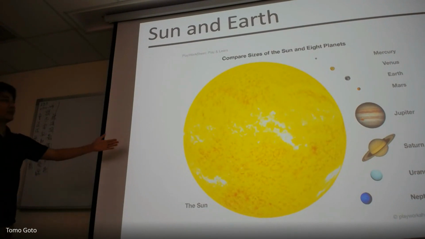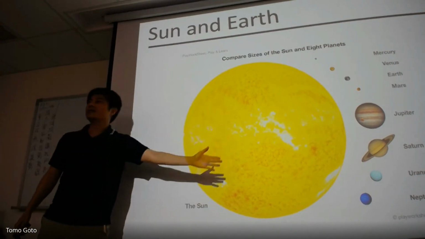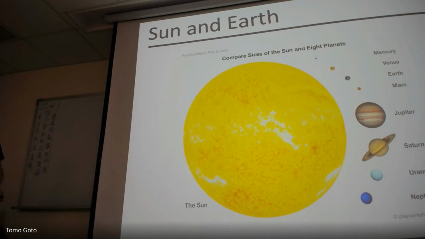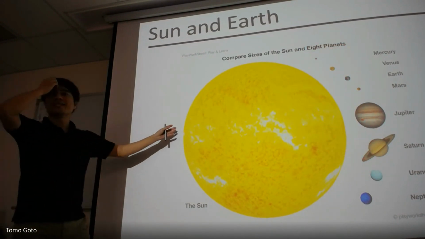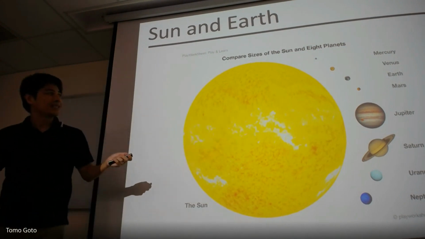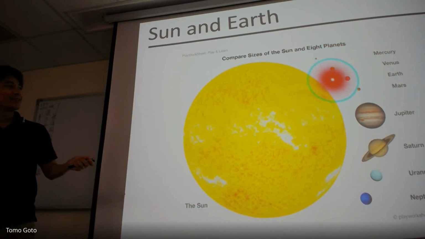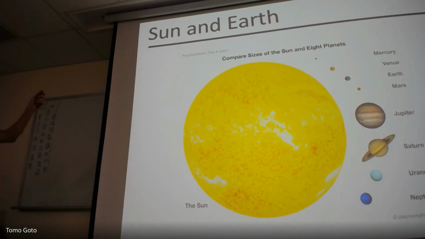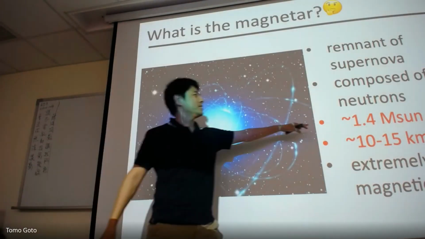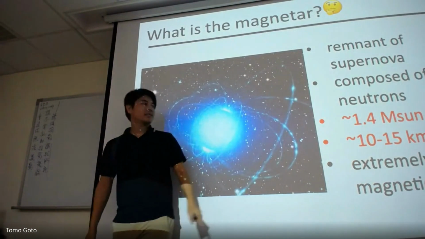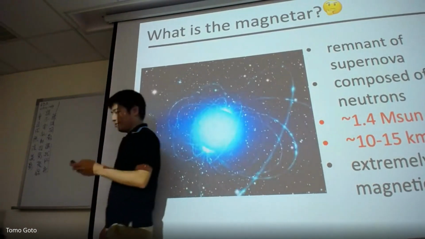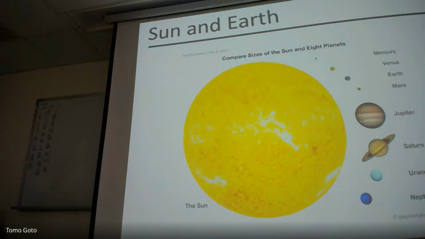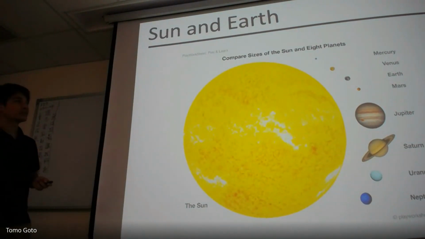This is a simple figure showing the size of the sun and also the size of the Earth here. So the sun is super large compared to the Earth. Can you see this? The Earth is here, very small. And this is a comparison between the Sun and Earth. The mass is more than the sun, but the size is 10 kilometers, which is much smaller than the size of the Earth.